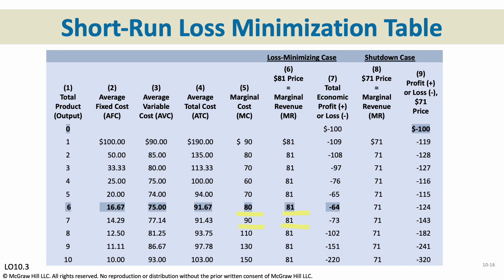So total economic profit or loss here is going to be a loss of $64. That is the best option we can do. That's our loss minimizing case. So that's our best option we can do. That would once again be our loss minimizing case.